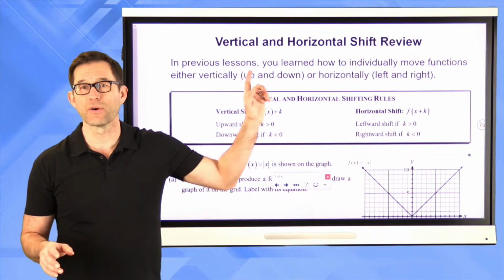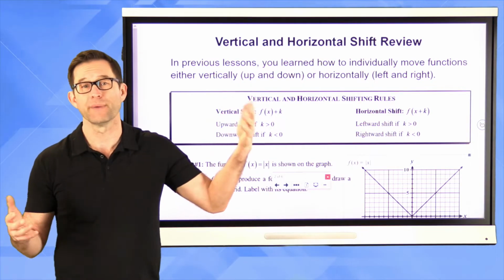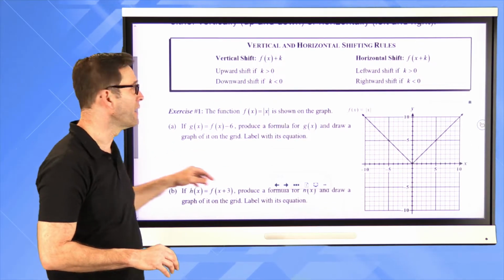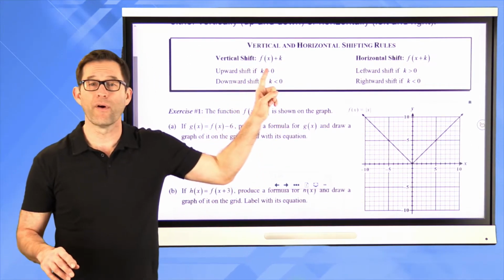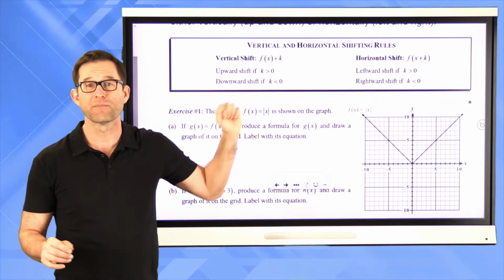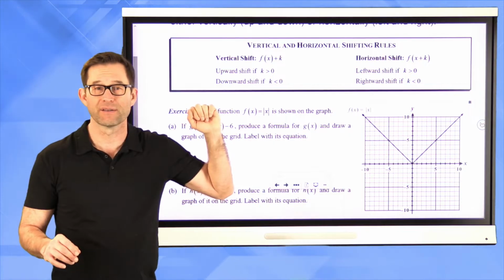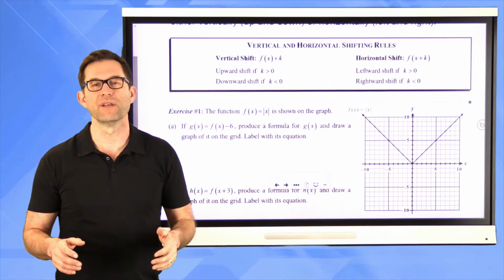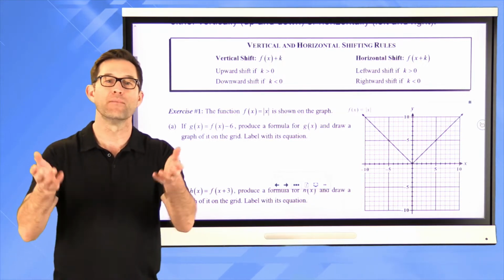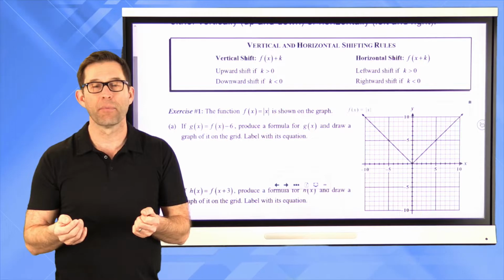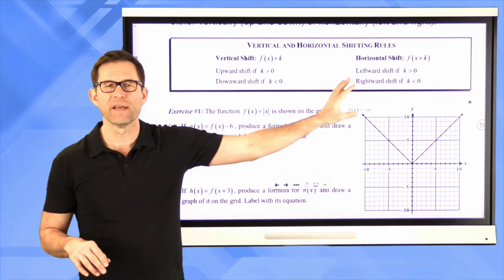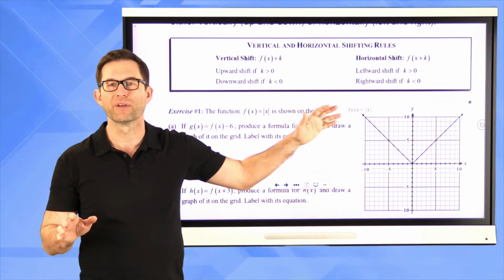Now, in previous lessons, you learned how to individually move functions either vertically, up and down, or horizontally, left and right. Let's review that a bit. A vertical shift: you take an overall function and you add a constant to it. It's going to be an upward shift if that constant's positive, and a downward shift if that constant is negative. Of course, many times, instead of thinking about adding a constant, we think about it this way: if we add a positive number, it's going to move the thing up, and if we subtract a positive number, it's going to move it down.